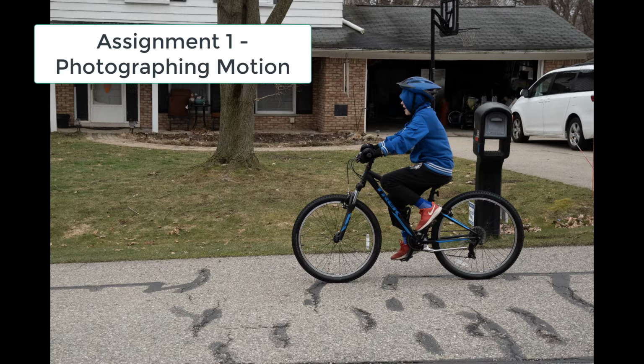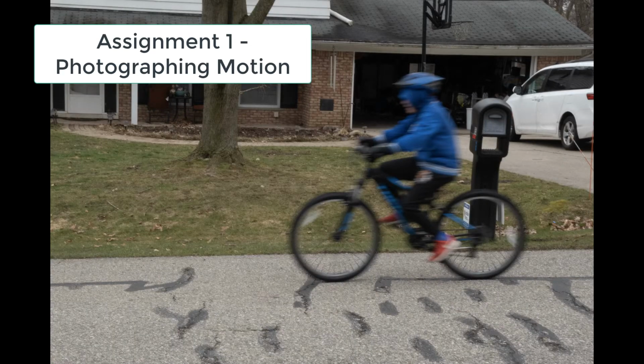Okay, so the first way we're going to photograph the moving subject is we're going to freeze the movement. The second way is we're going to intentionally allow the movement to blur. And then finally, the third method is we're going to do a technique called panning.